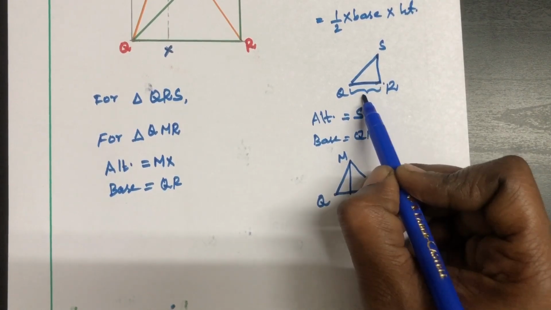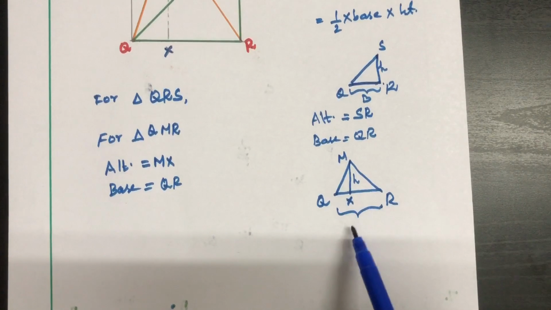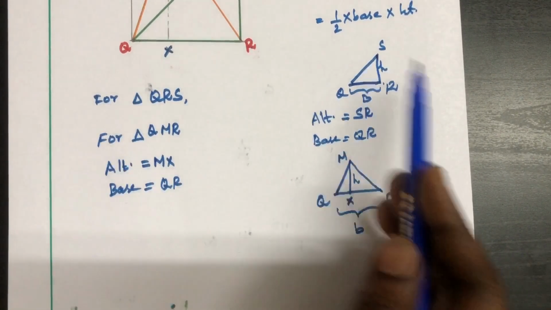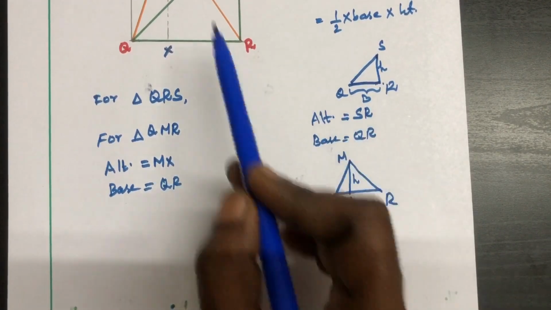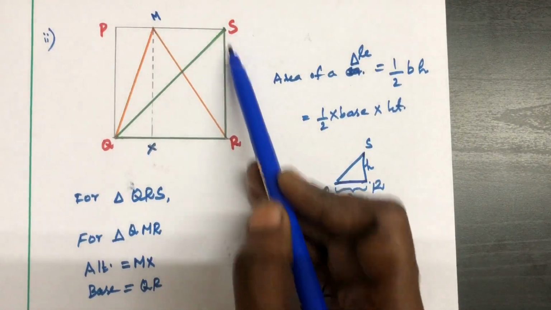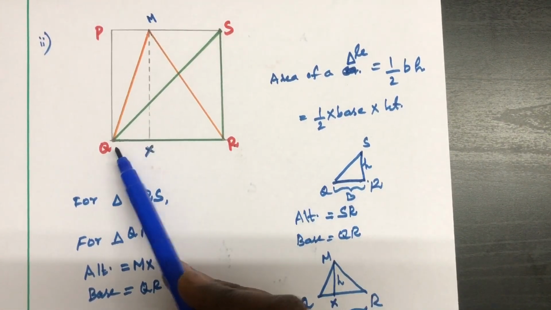Here, this is the base. This is the height. Height, base, QR. Now see one thing carefully. This altitude, this SR, is equal to MX. Equal height, right? Similarly, the base.